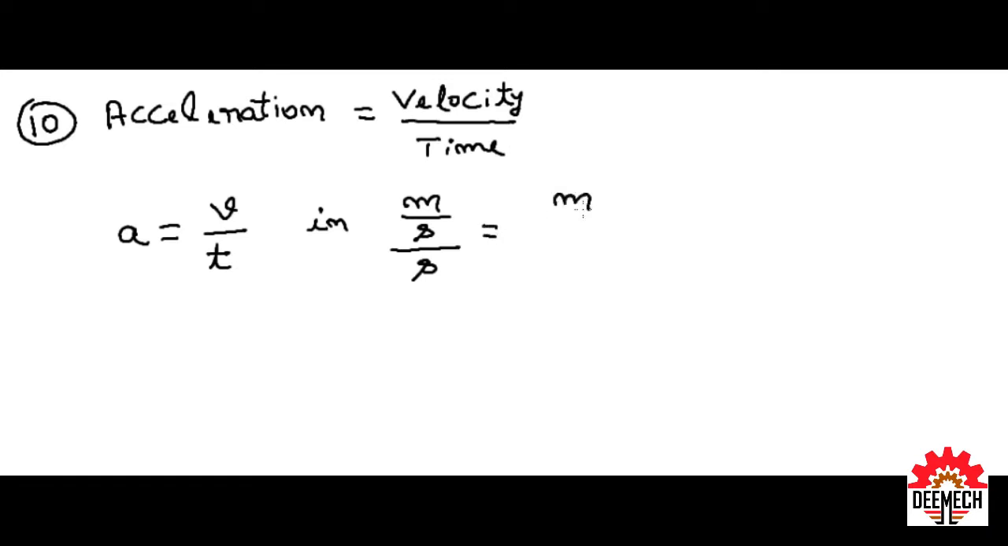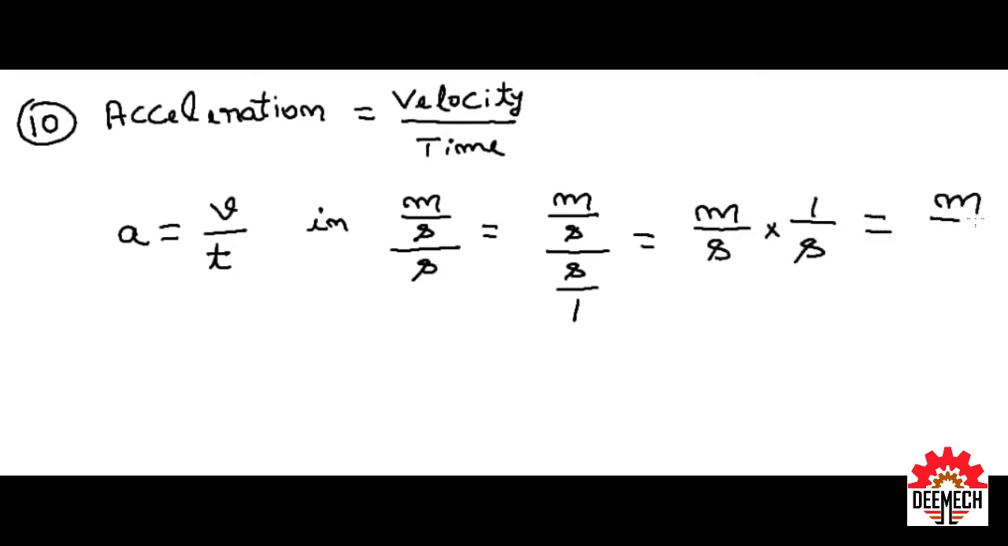This can be written as meter per second divided by second divided by 1. When this goes to the top, it can be written as meter per second multiplied by 1 by second, and this becomes meter per second square. So I can write acceleration is nothing but velocity by time and it is measured in meter per second square.